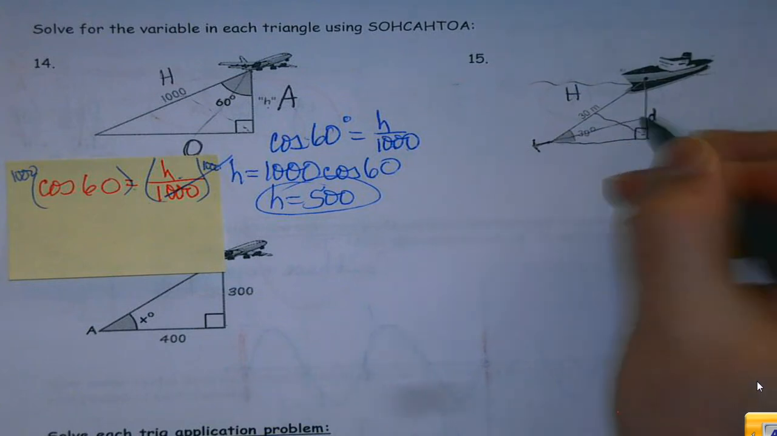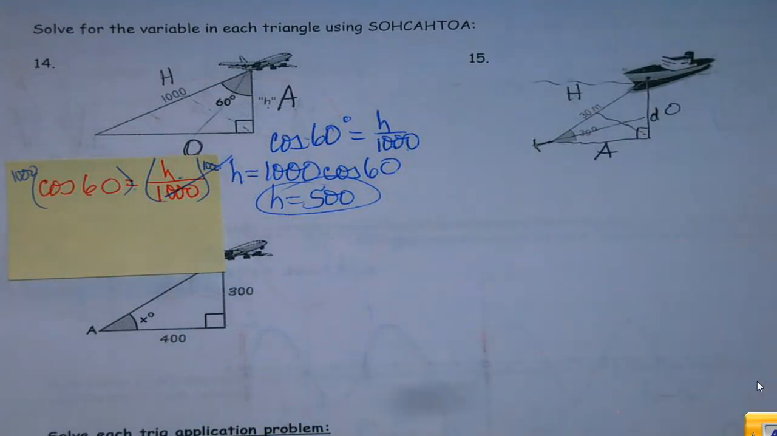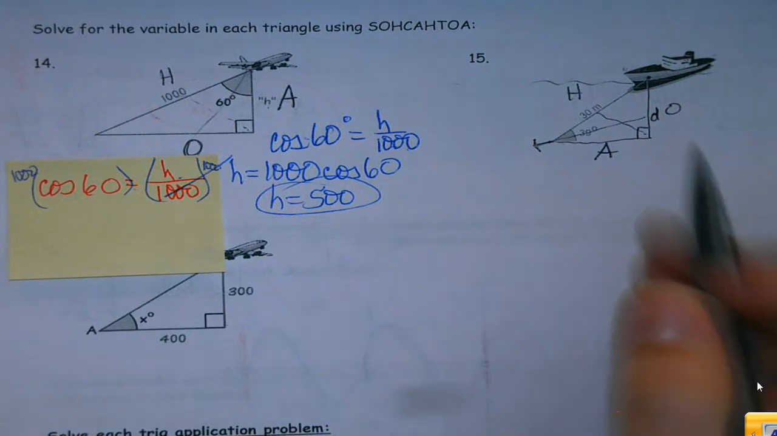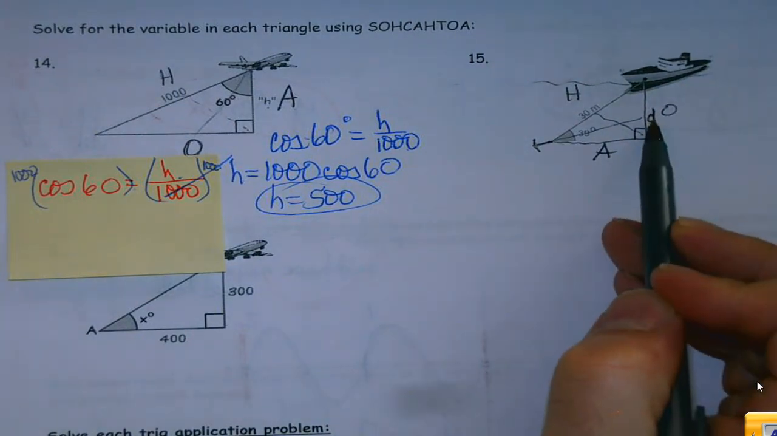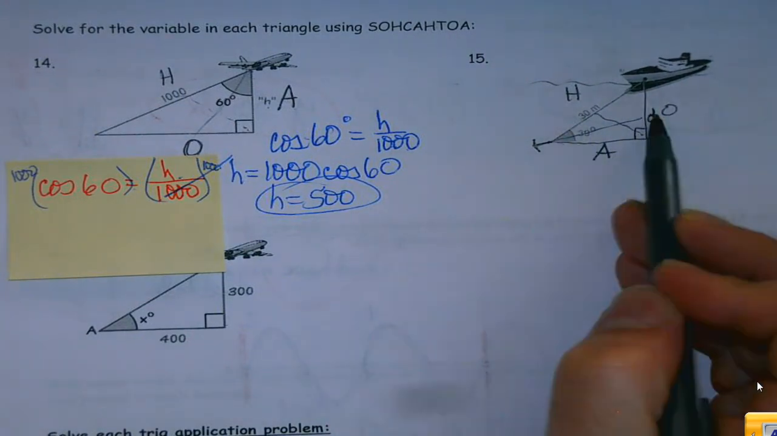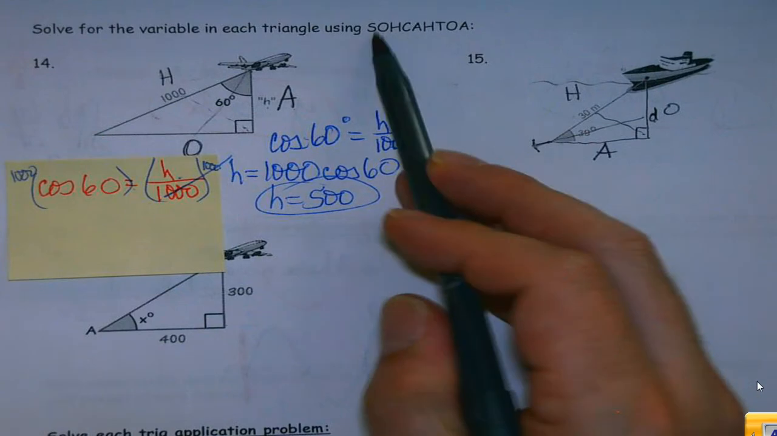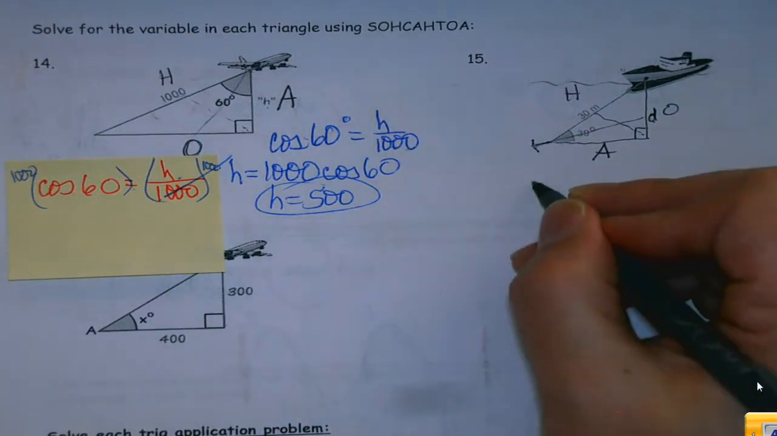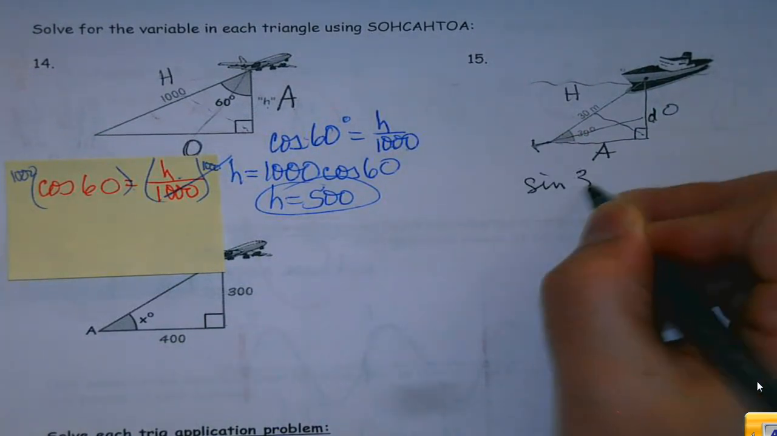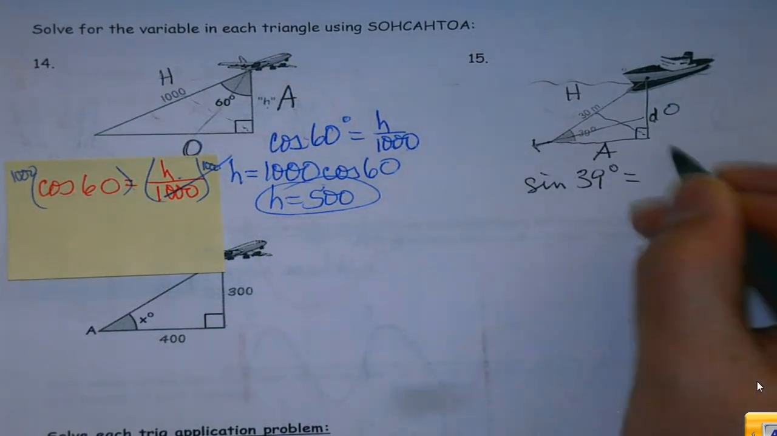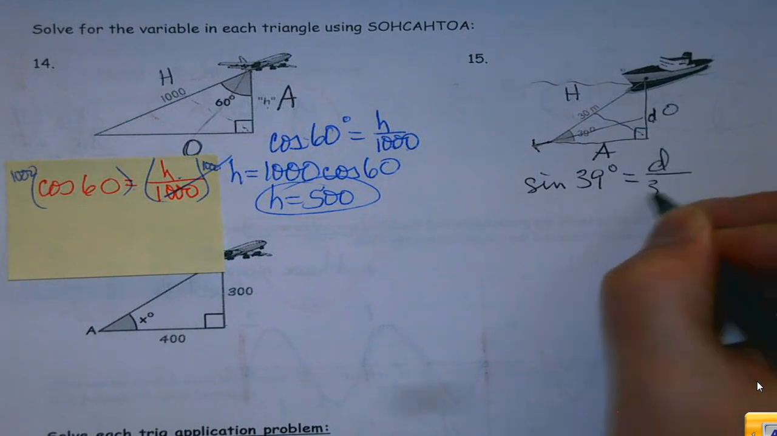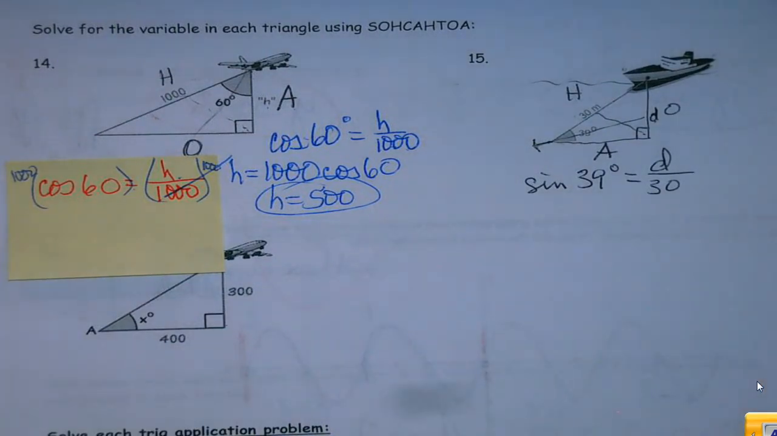Hypotenuse, opposite, and there's my adjacent. I look to the side for the variable that I'm solving for and for the other value. So I have opposite and hypotenuse. So I'm going to use sine. So sine of 39 is opposite over hypotenuse. And I notice the pattern is the same as it was in 14. The variable term is on top.